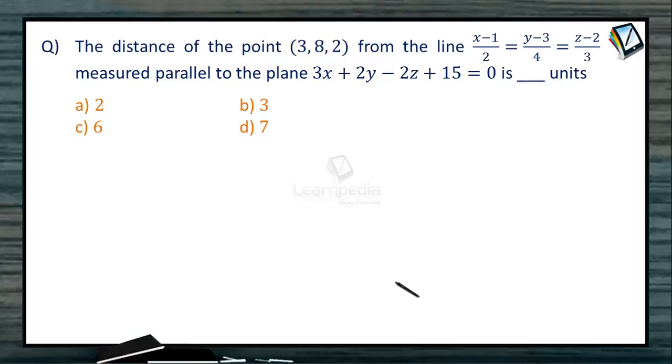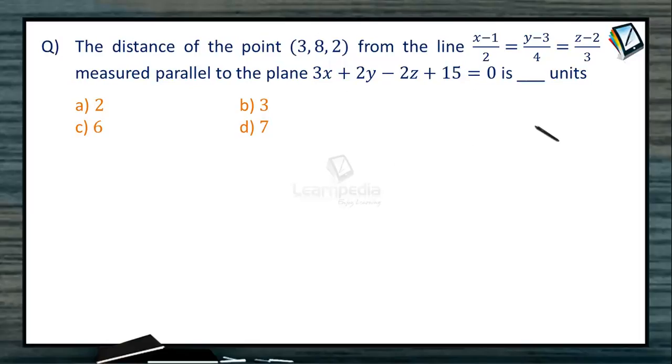The distance of the point (3, 8, 2) from the line (x − 1)/2 = (y − 3)/4 = (z − 2)/3 is required, but there is a condition on the measurement. How is the distance measured? The distance is measured parallel to the plane 3x + 2y − 2z + 15 = 0.